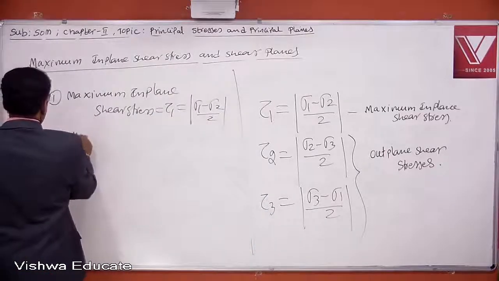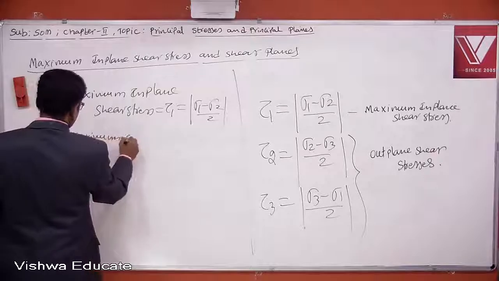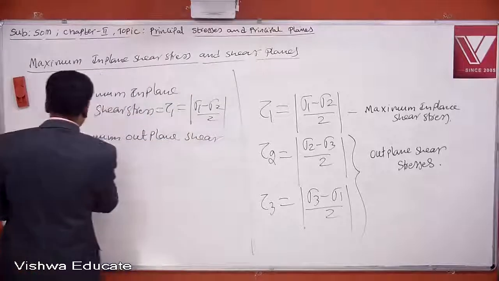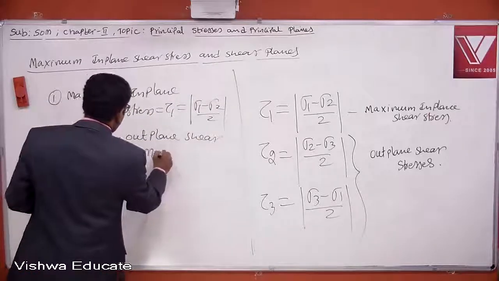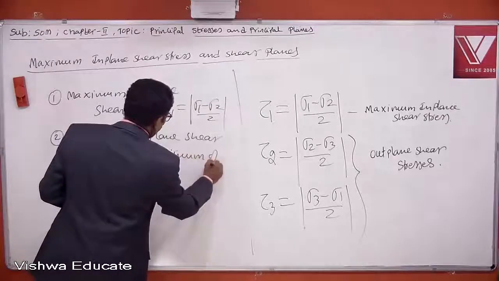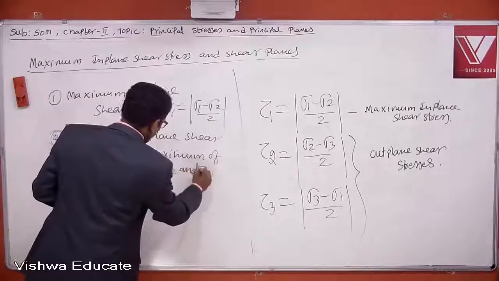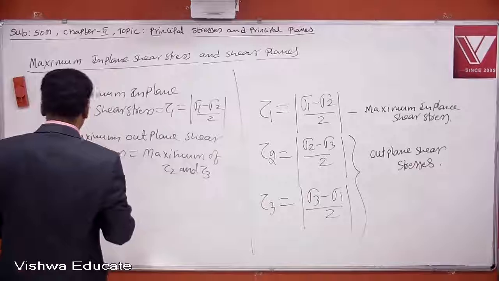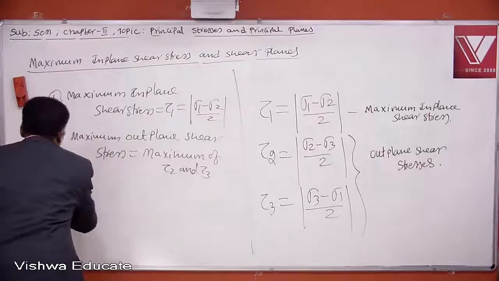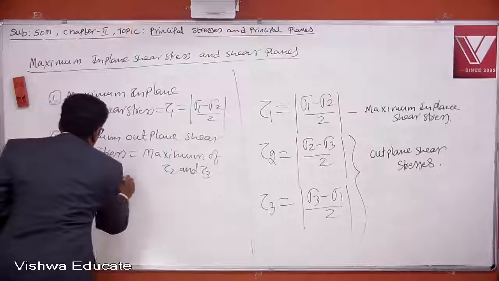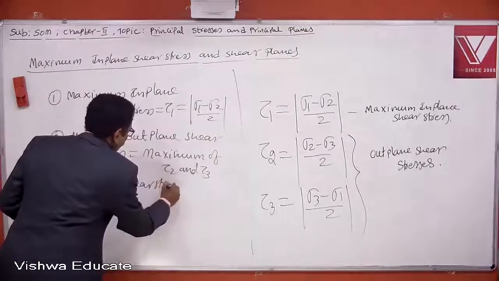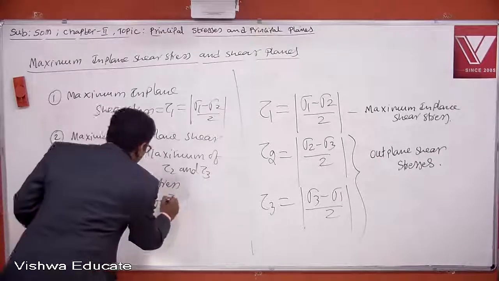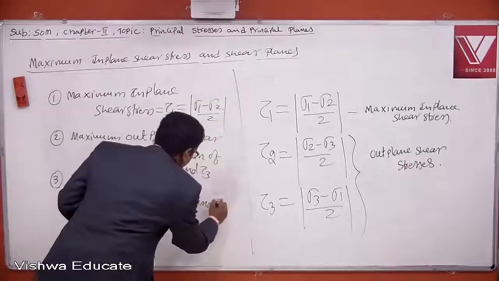Second, maximum out-of-plane shear stress. Maximum out-of-plane shear stress is equal to maximum of tau 2 and tau 3. Maximum of tau 2 and tau 3 is referred to as maximum out-of-plane shear stress. And what is maximum shear? So maximum shear stress is equal to maximum of tau 1, tau 2 and tau 3.